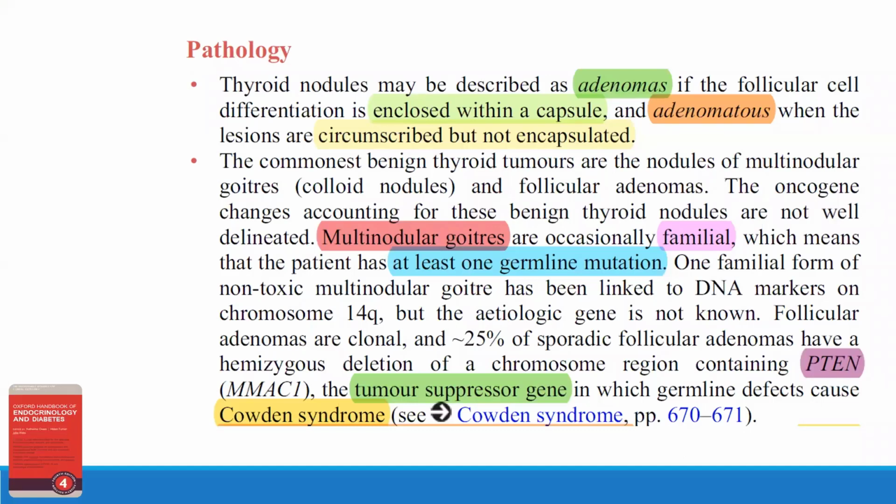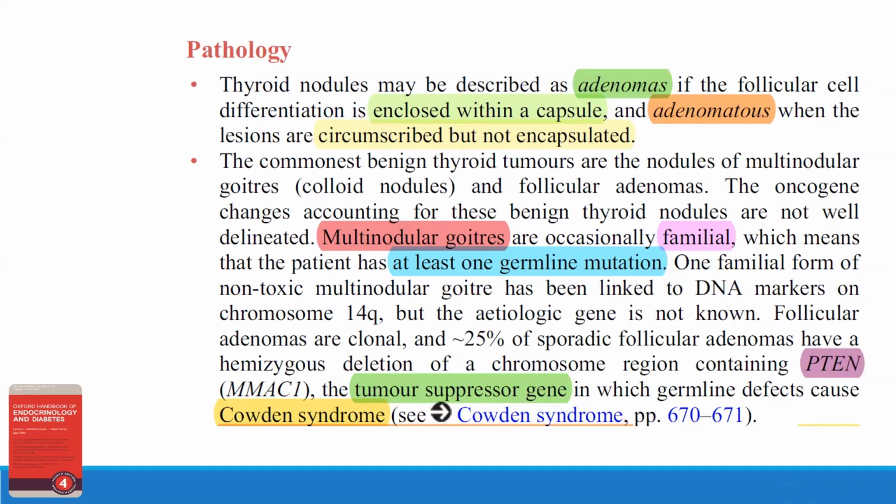Adenoma and adenomatous, this is not very important, but what is important to us is that in multinodular goiter, most of them are sporadic, but there is a familial multinodular goiter. And in this situation, we should check for germline mutation, and one of the very important syndromes in the exam is what is known as Cowden syndrome. What is the most important for Cowden syndrome? PTEN, this is the gene mutation, and this is a tumor suppressor gene.